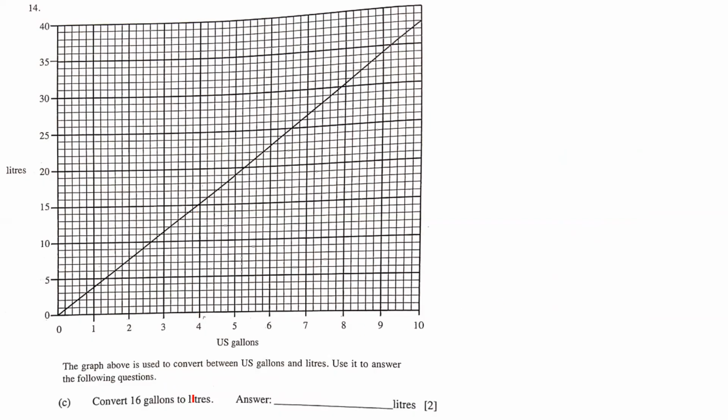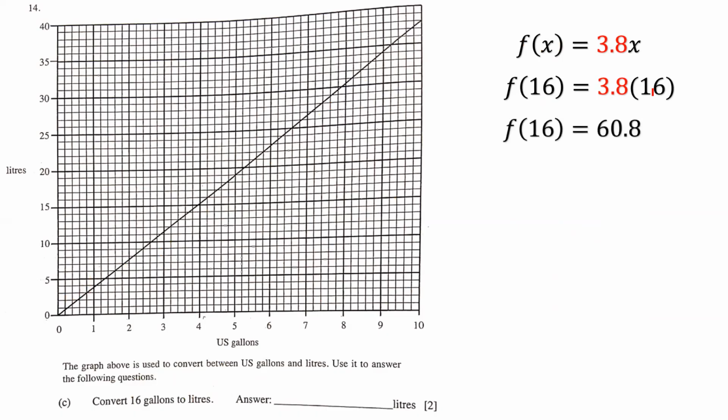And this is where your function becomes very important, because we only have up to 10, so we can't even look at the graph. And so we have to say, okay, f of x is equal to 3.8 times x. That's this linear function represented algebraically. And so we plug in 16 into our function. F of 16 is equal to 3.8 times 16.